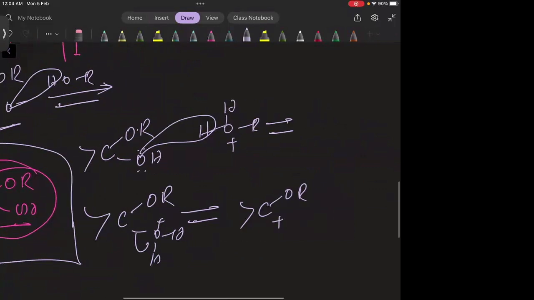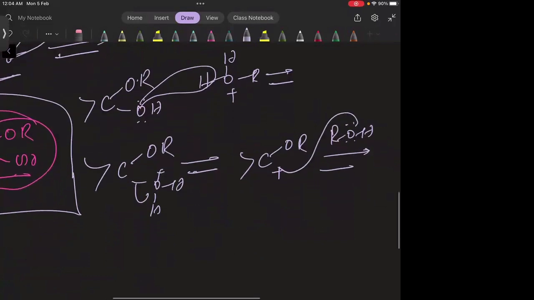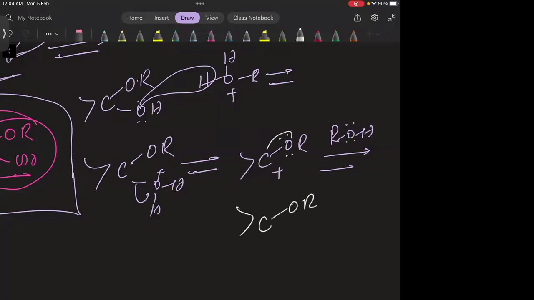Now again, what will happen? We'll take the ROH alcohol. Now that will attack here, and it will form... Before that, I would like to tell you one thing. Here that lone pair is there. That lone pair will come here, and a positive charge forms on the carbon, and a double bond will form.